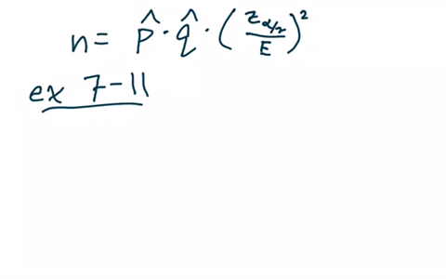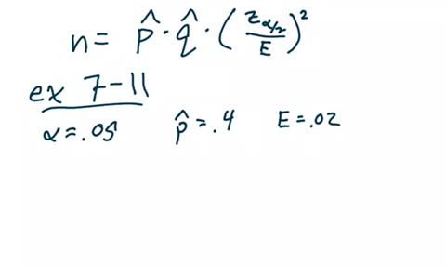So here, let's go ahead and read the example. In 7-11, we're talking about landline phones. A researcher wishes to estimate with 95% confidence the proportion of people who did not have a landline phone. A previous study shows that 40% of those interviewed did not have a landline phone. The researcher wishes to be accurate within 2% of the true proportion. Find the minimum sample size necessary.